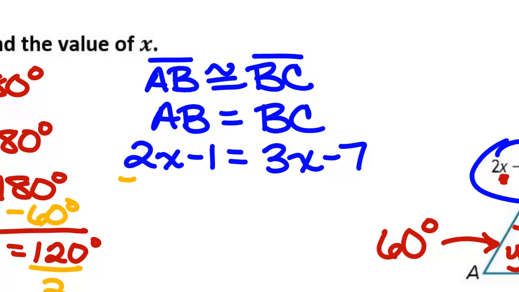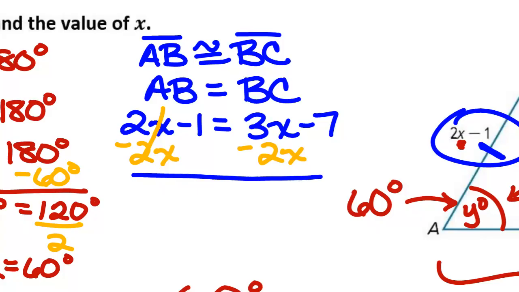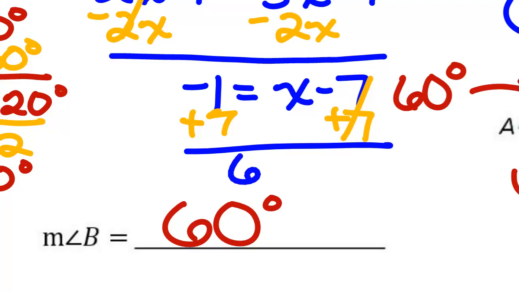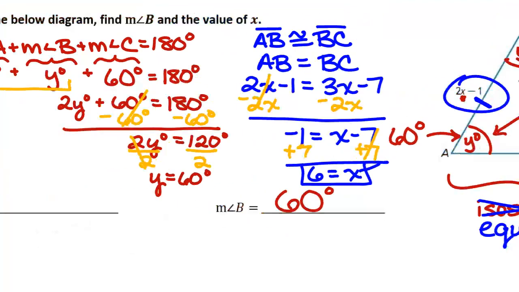Get our x's to the same side by subtracting 2x from both sides. I get that negative 1 equals x minus 7. And then I add 7 to both sides. Negative 1 plus 7 is 6. So x equals 6.